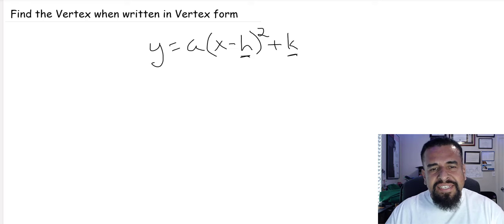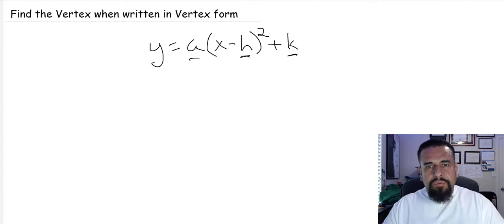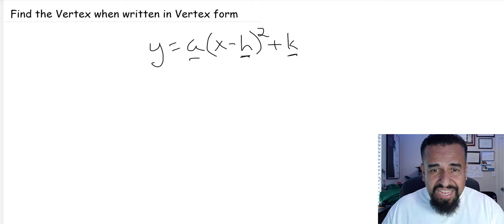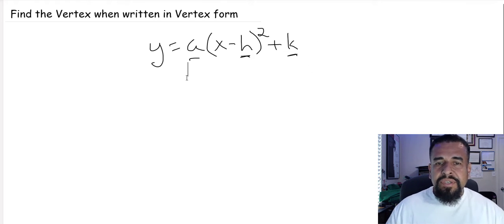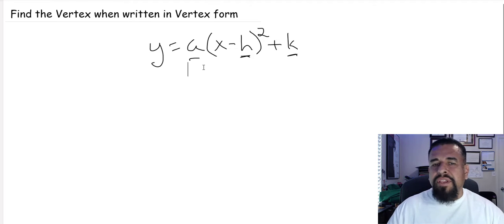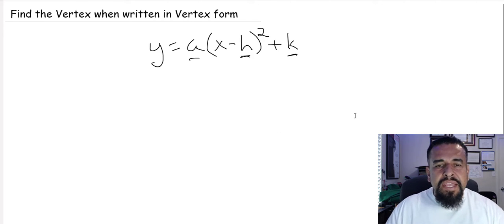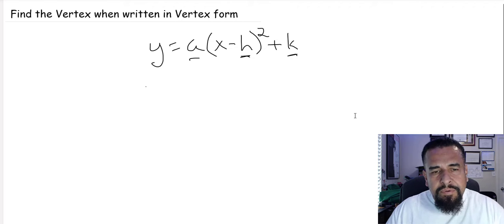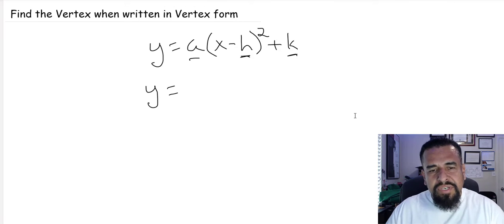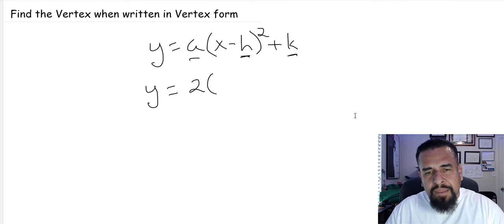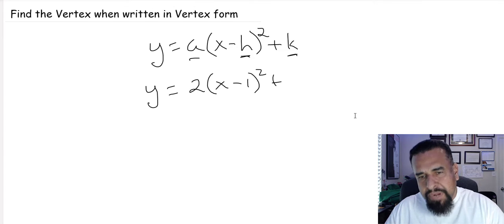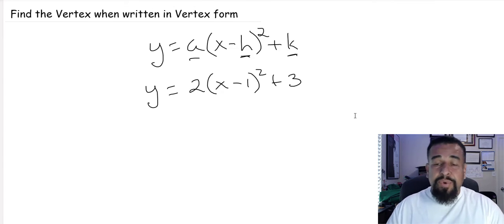Right here in this entire formula, my A, my H, and my K are all numbers. Okay, they're going to be numbers. So the only variables here are the Y and the X. So right here, Y equals, let's just make up something, 2 times (X minus 1) squared plus 3.